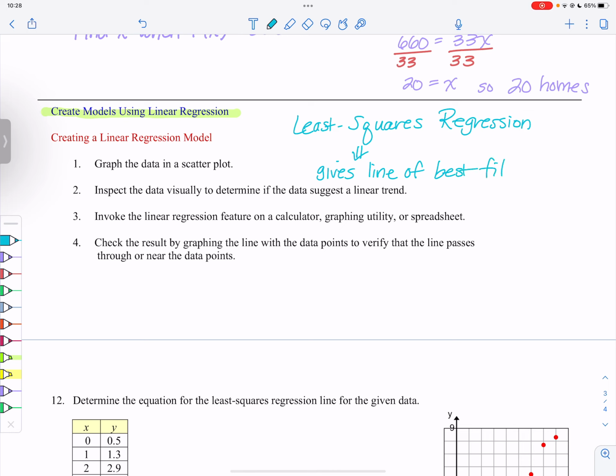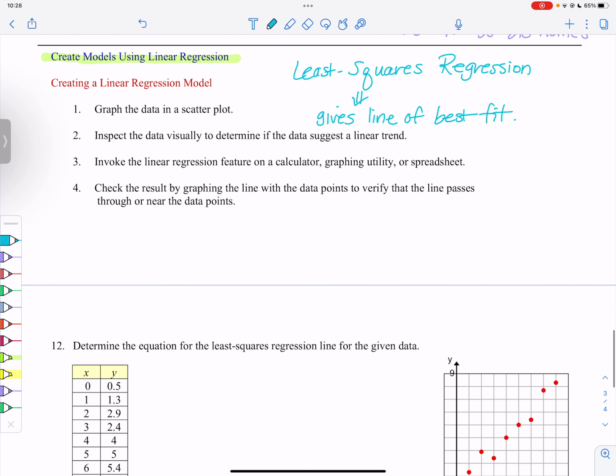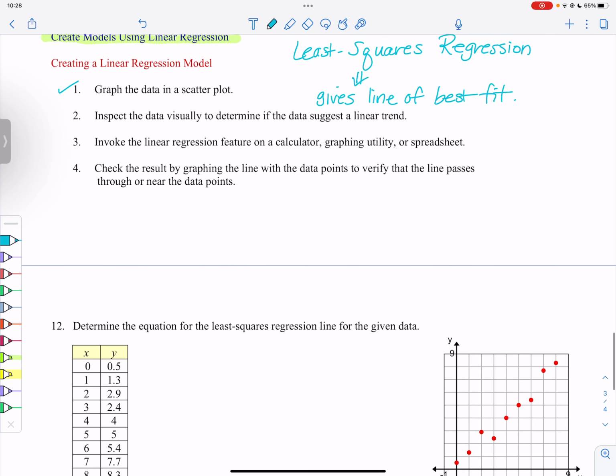So that's the line, or the model, the equation of the line that models the data that we want. So we're going to first graph the data in a scatter plot. We'll do that together. Then we're going to look for a trend. Then we're going to run linear regression on the calculator. And then we're going to check the result by graphing the model. So we're going to graph the model with the data values.